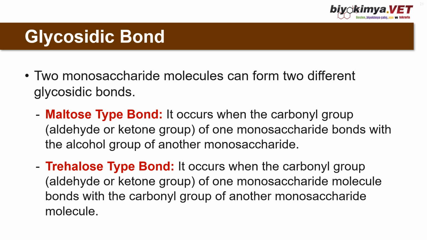And the second type is the trehalose type bond. It occurs when the carbonyl group, the aldehyde or ketone group, or the hemiacetal part of one monosaccharide molecule bonds with the carbonyl group, aldehyde or ketone or hemiacetal, of another monosaccharide molecule.